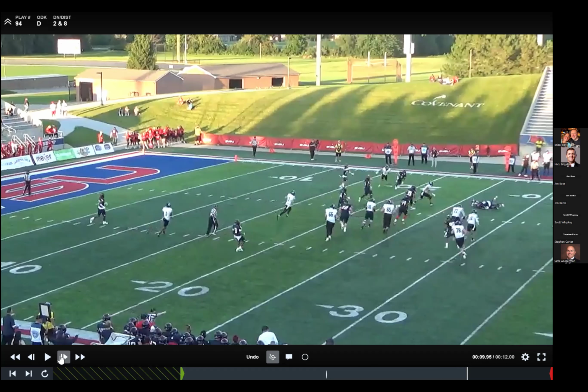I don't even look at him. I don't concern myself with it. And once that ball is on the ground, I come in waving that thing off.